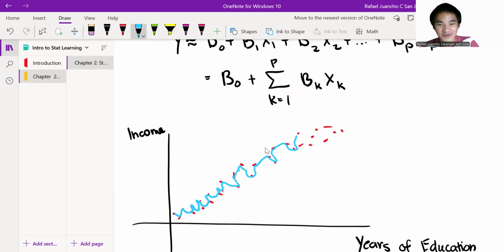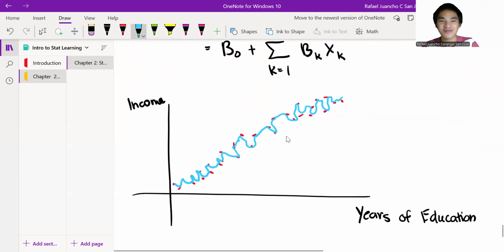So that's overfitting. It's like we're trying to get every data point in our curve. So what if we had new data points like these? That's overfitting. We're fitting the model too much that it becomes less useful for new data points, right?